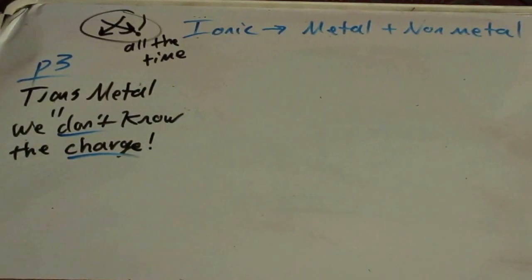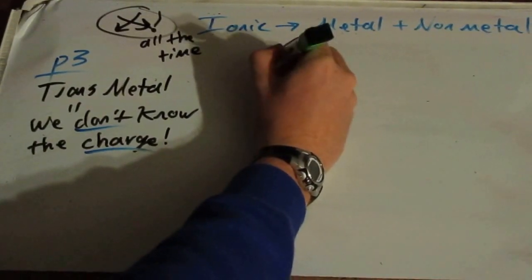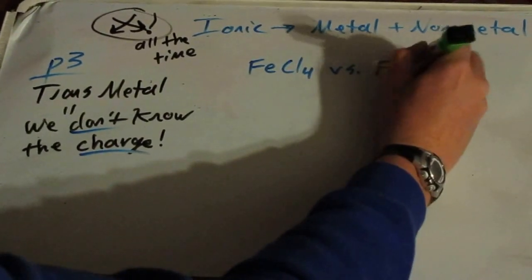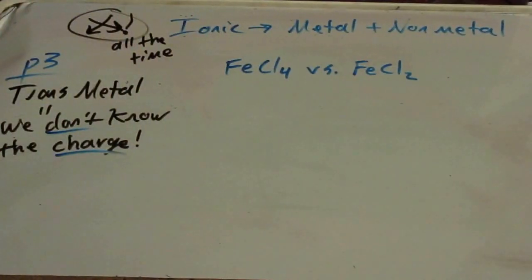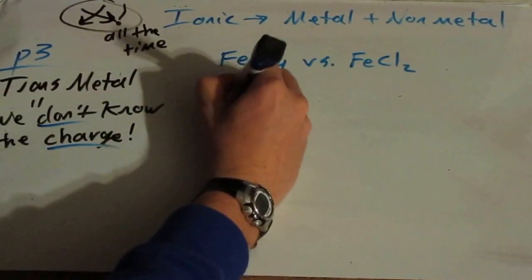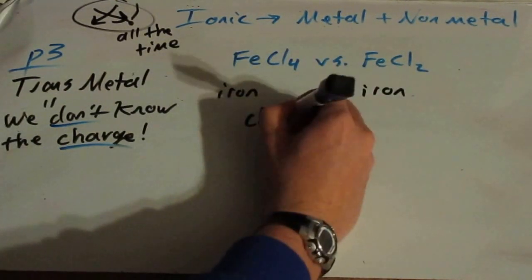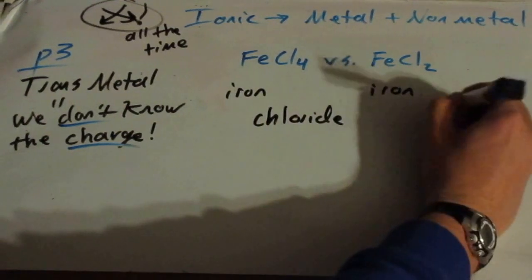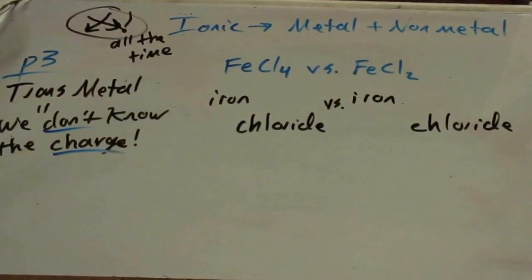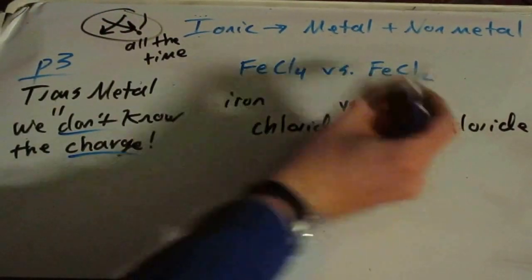With the transition metals, for example, we might have something like FeCl4 versus maybe FeCl2. So let's start talking about that first. Looking at that, I know that's iron. I know Cl is chloride. But there's something special and different about those two things. It's an iron chloride, but as you can see, the 4 and the 2 do not match.